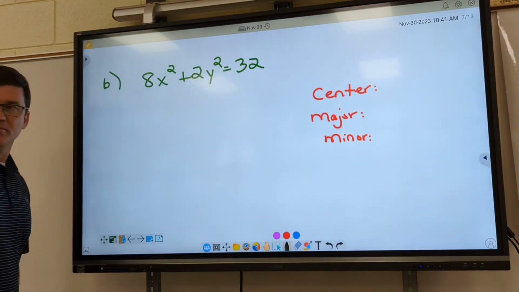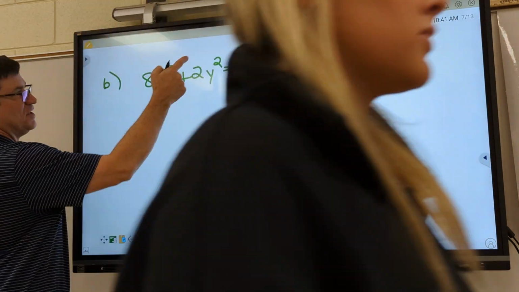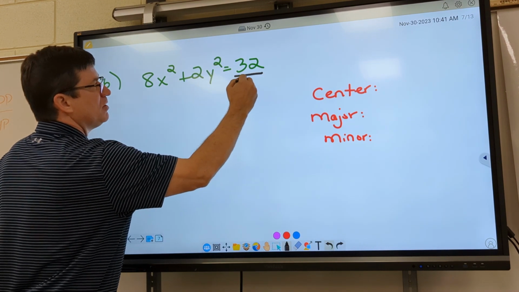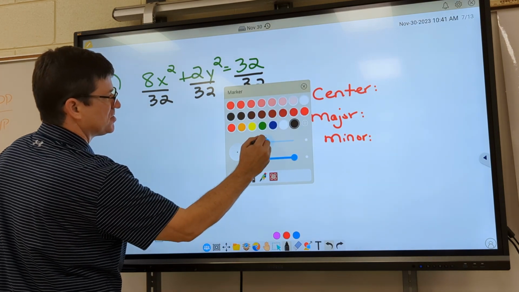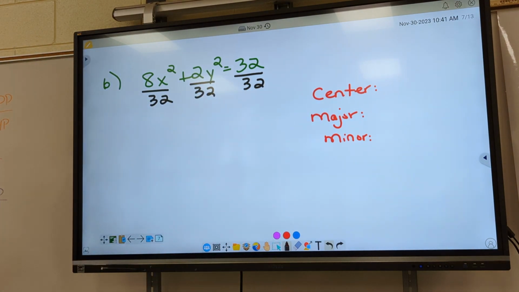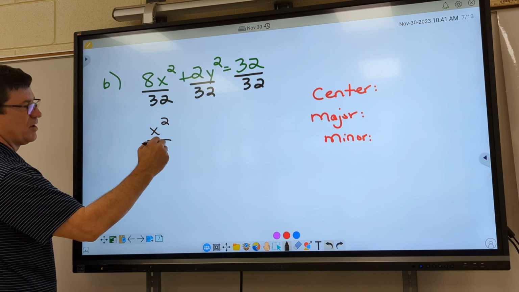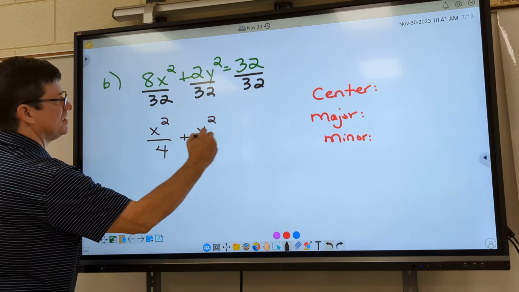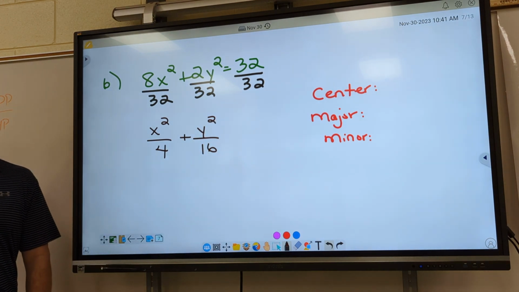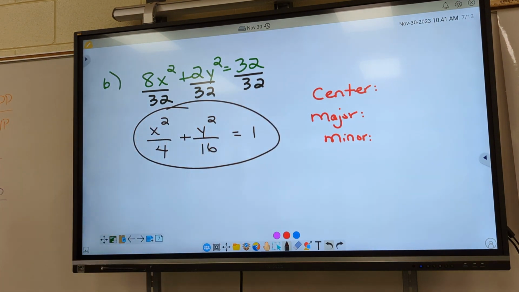All right, so Laney, what did we say a minute ago that every one of them had to equal? 1, right? All right, so they've all got to equal 1. So look, this one does not equal 1. So if we want to make it equal 1, we're going to divide everything up here by 32. So that's easy. Just look and see what it equals, and that's what you divide by. All right, so watch. 8 goes into 32 4 times. So I got x squared over 4. 2 goes into 32 16 times. So I got y squared over 16. So yeah, equals 1. Now when we get it to equal 1, now I can write the answers down.